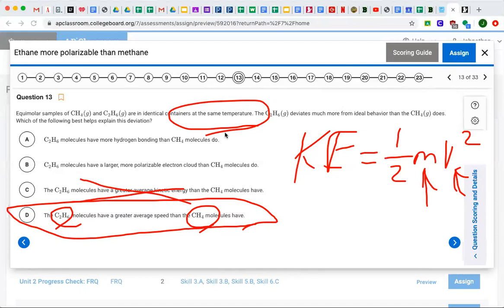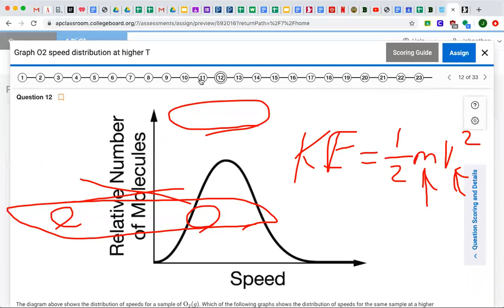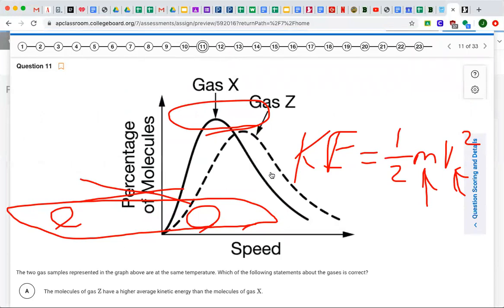And this is what we said earlier on, in a different problem. It was gas Z versus gas X. So which problem was it? This one here, right? We said gas Z had to be smaller or less massive than gas X because it had a greater average speed.